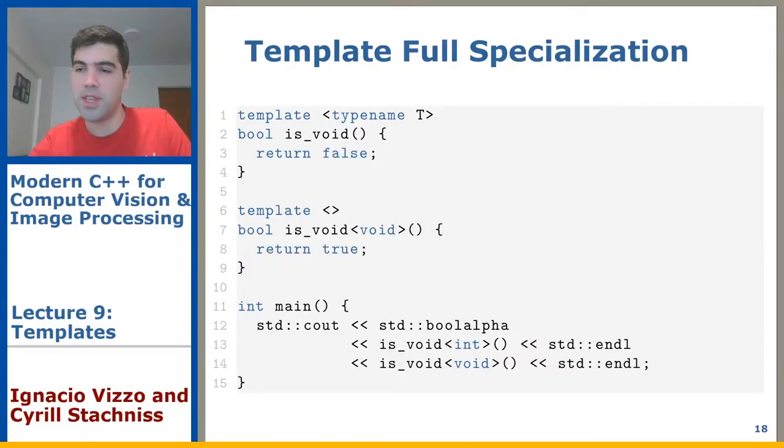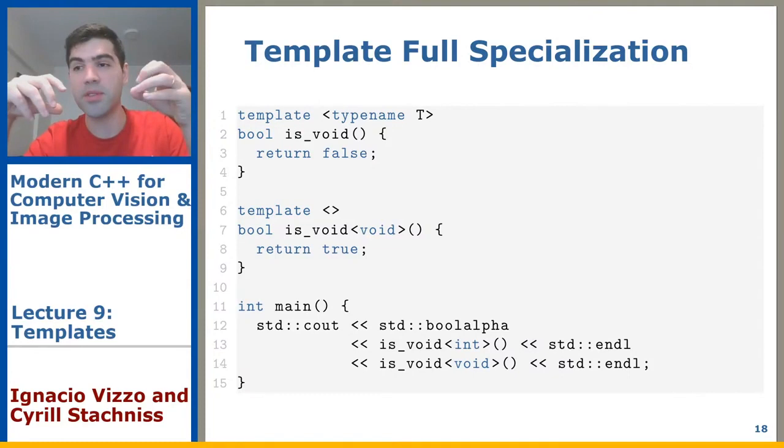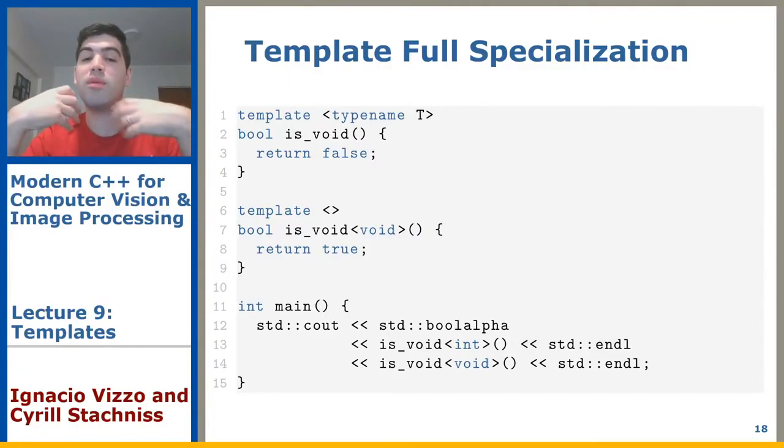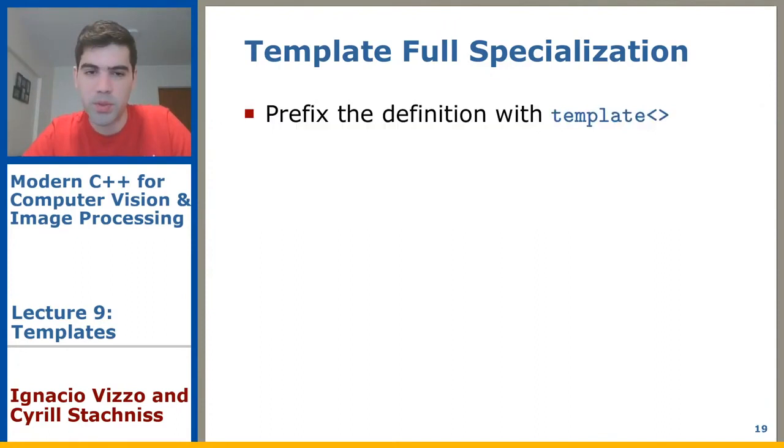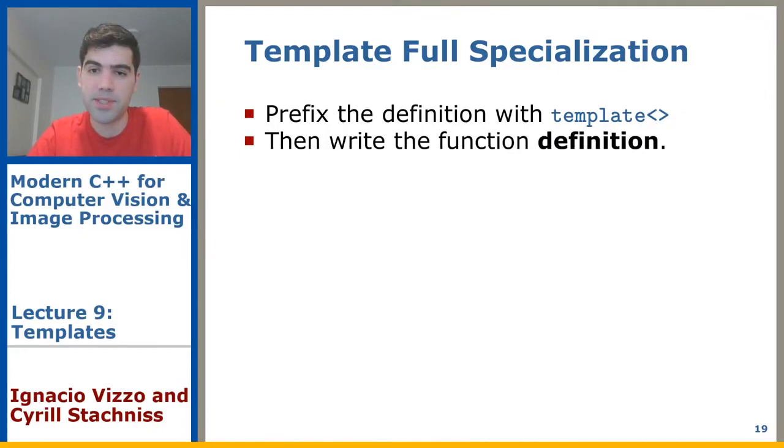For example, if you're working with serialization libraries or with ROS, if you need to pass a message from one node to another one in ROS, and the serialization is not implemented, then you will need to provide a full specialization of the serialization for this particular type. If you are interested in this, I can show you some examples offline. But that's basically when you will want to use this. And the syntax is the prefix template, empty angular brackets, and then you write the function definition.